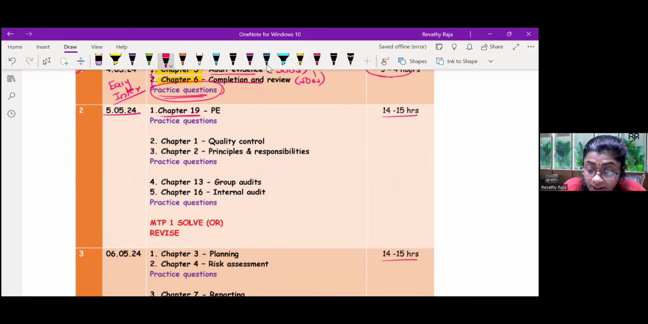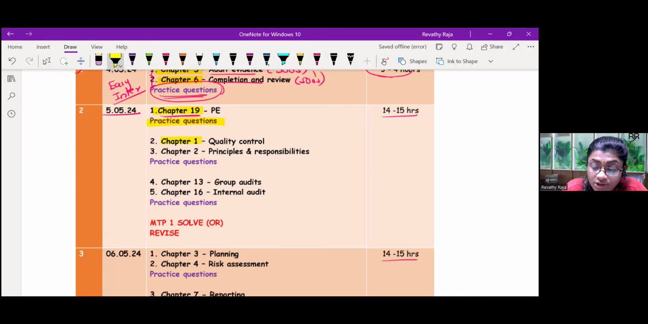Chapter number 19 I've put. Chapter number 19 is professional ethics. Professional ethics, I know you will take more time. So even if you take 4-5 hours, it's fine. Do it properly. Once you finish chapter number 19, make sure you do the practice questions in the ICAI material.